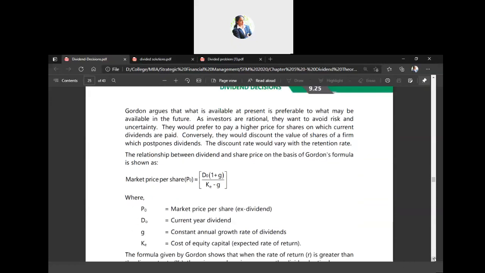Now the relationship between the dividend and share price according to the Gordon model is taken as follows, where the formula goes as P0 is equal to D0 multiplied by (1 plus G), the entire numerator divided by Ke minus G, where P0 represents market price per share or what is called ex dividend, D0 represents current year dividend, G represents a constant annual growth rate of dividends, and Ke represents cost of capital.